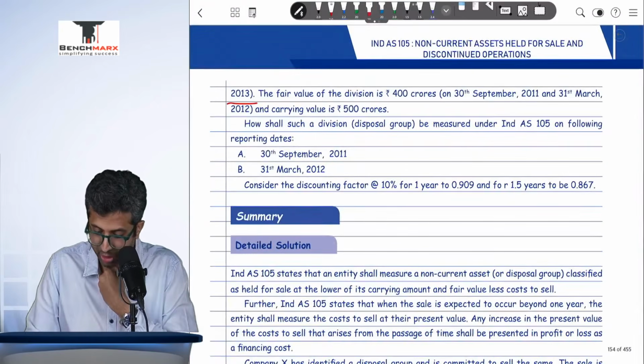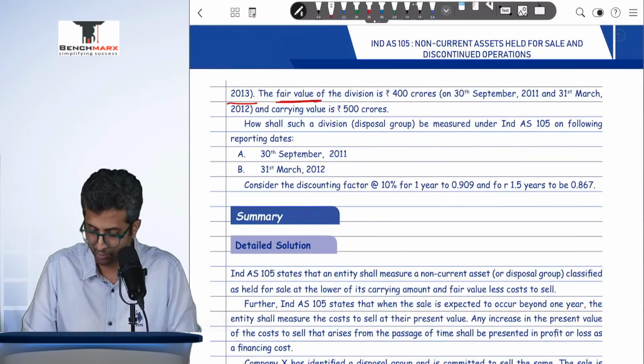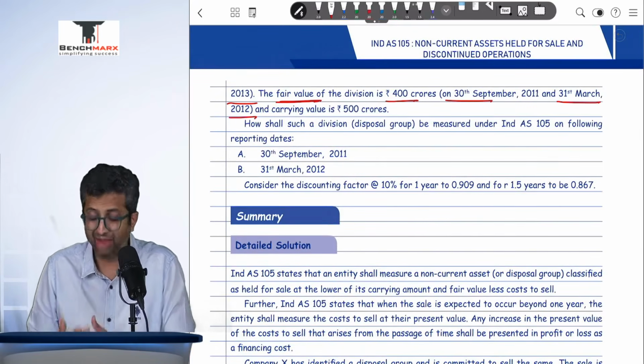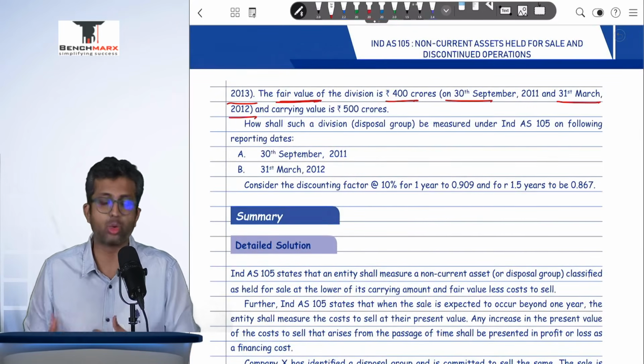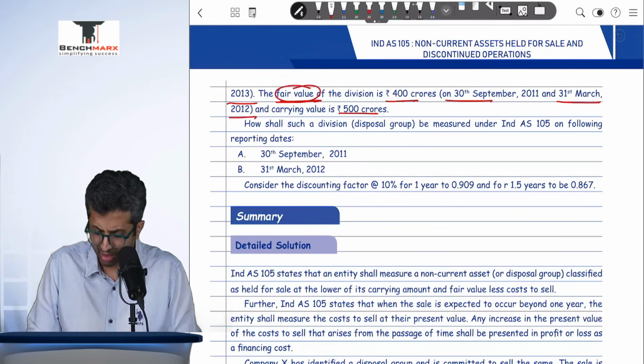Aja, the fair value of the division, remember the fair value is the present value after considering everything, is 400 on 30th September and also on 31st March. You don't have to separately discount this because it is already fair value. Aja, the carrying value is 500 crores. How should the division be measured under Ind AS 105 on the following dates?